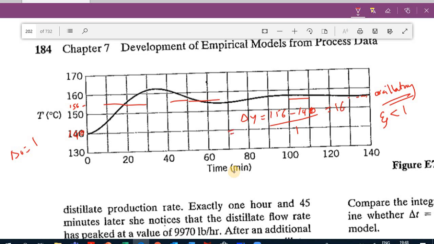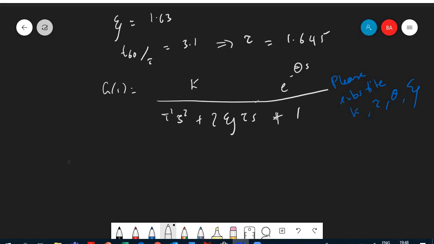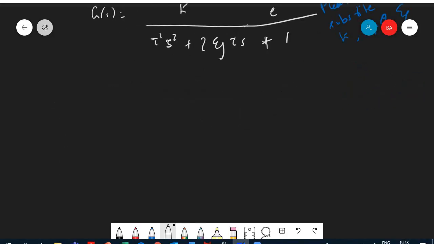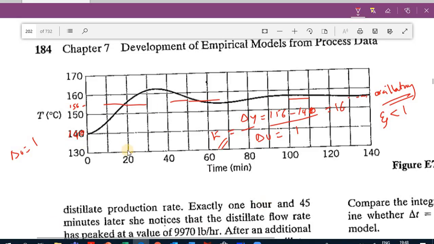So k is equal to delta y over delta u, change of output over change of input, which is equal to 16. So I got k. Let me go here and write 7.10. I found the value of k to be 16. What about tau? Before going to tau, I always advise finding xi first.